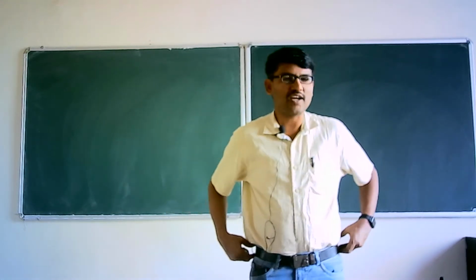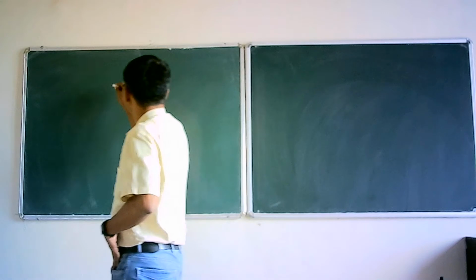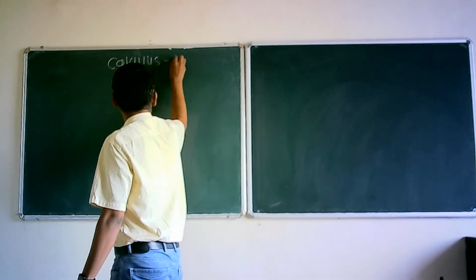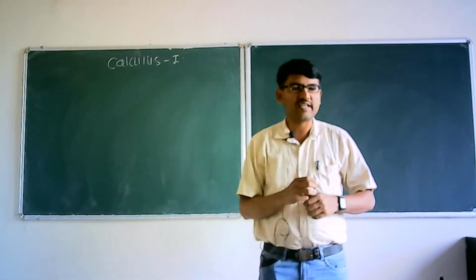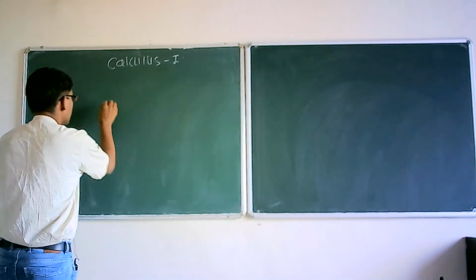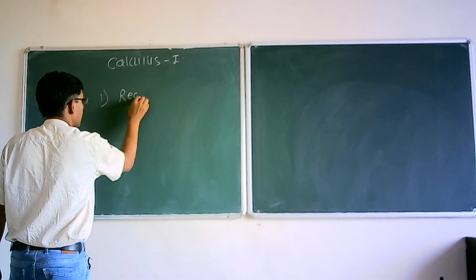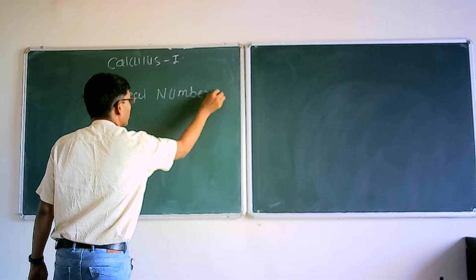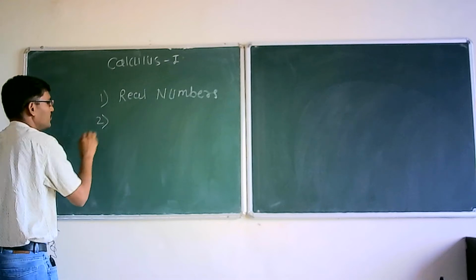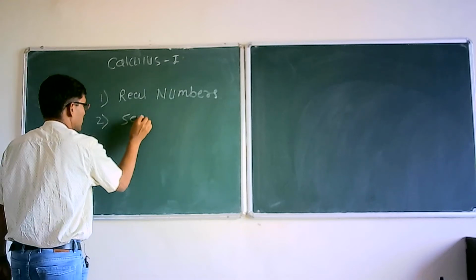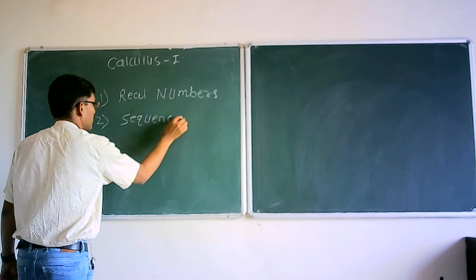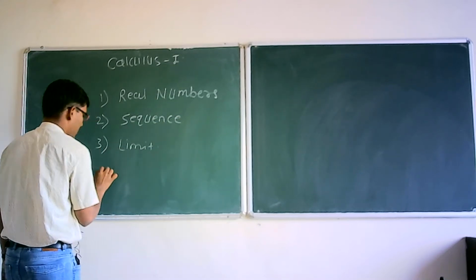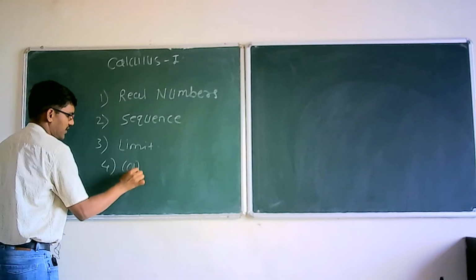Today we are going to start our second course, Calculus First. In this course there are a total of 4 chapters. First, set of real numbers. Then number 2, sequence. Number 3, limit. And number 4, continuity.